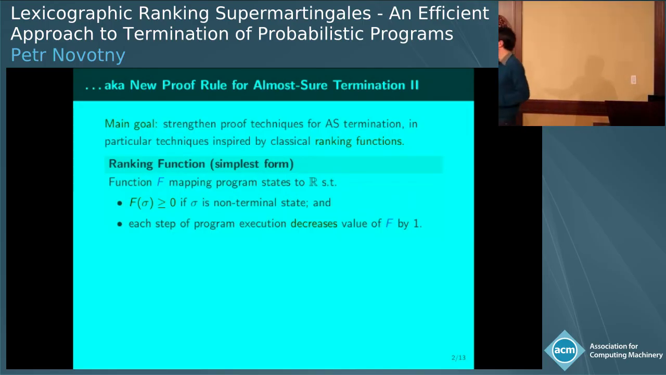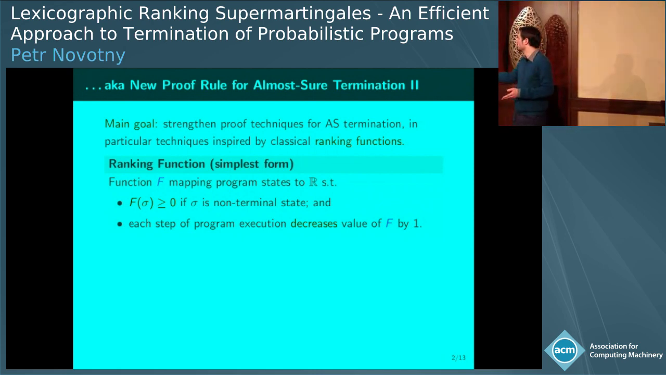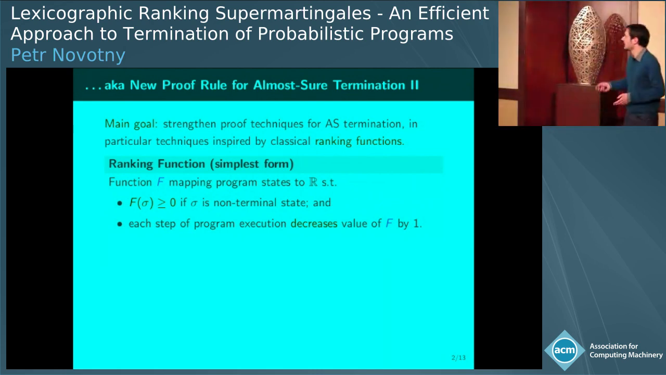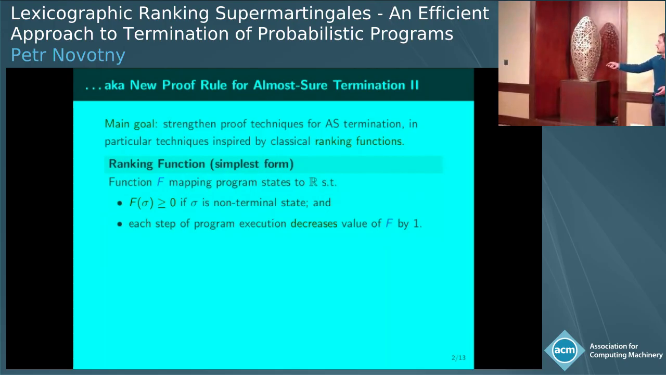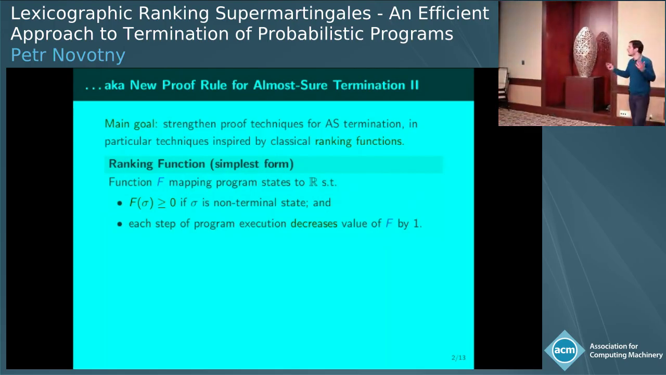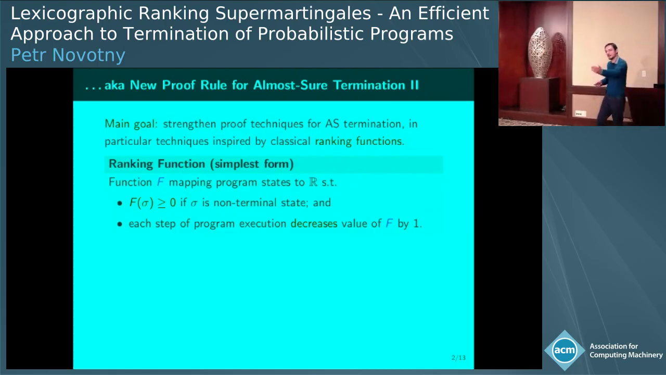So to recall, in its simplest form, a ranking function for a classical non-probabilistic program is some function mapping program states to, let's say, real numbers, such that the value of the function is bounded from below, let's say by 0, as long as the program continues executing. And at the same time, in each step of the program's execution, the value of the function should decrease by some constant, let's say by 1.